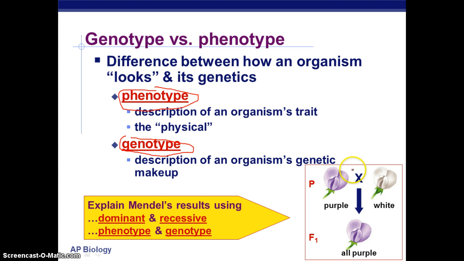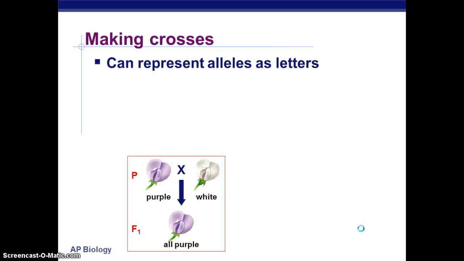So if we look at this picture over here and just talk about it specifically in terms of phenotype, and then we'll get back to genotype, we have the purple phenotype plant mating with a white phenotype plant. The purple is the dominant phenotype, and white is the recessive phenotype. And then when you mate them, you all get the dominant phenotype of purple. We're now going to take a look at what the genotypes of these flowers are.